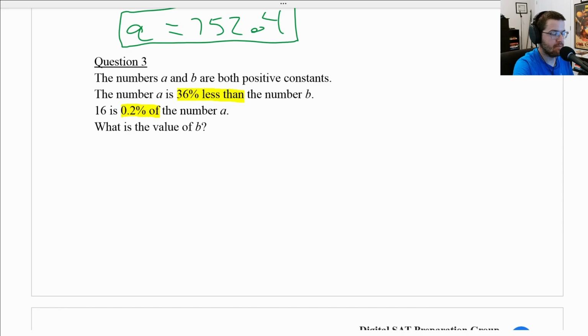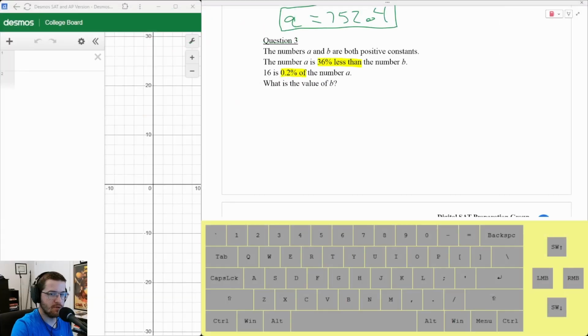Okay, question 3. Just like the last one, you'll notice I highlighted where the percent multipliers are talked about. So let's just, before we even do anything, go figure out what those are. So 36% less, that's 1 minus 36/100. Okay, so that one is 0.64. We should jot that down.